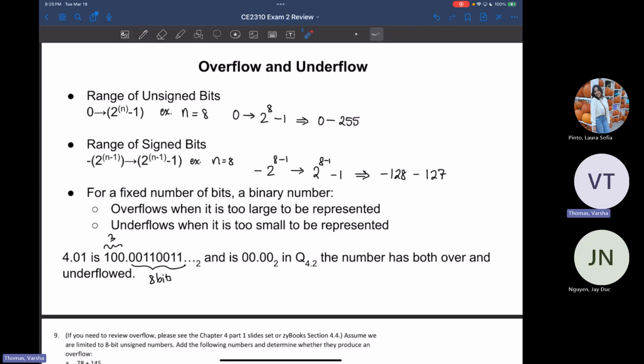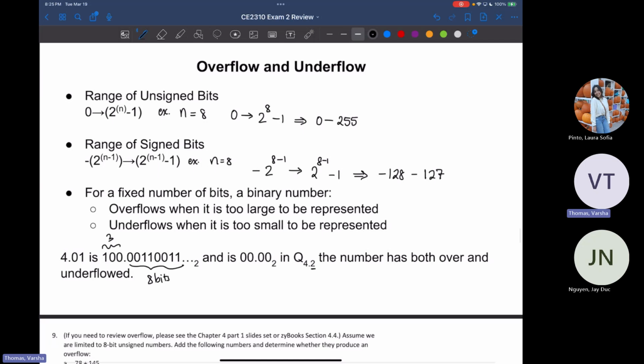When you are representing it in fixed point notation, which we'll go over in a slide, but let's say if you have Q 4.2, that means you only have access to 2 fractional numbers, leaving 2 integer values behind. So this is how you would represent 4.01 with that notation. Because you only have two bits in the integer portion, you cannot represent 4.01 because 3 exceeds the 2 bits you have available, as does 8. So in this case, this binary representation has both overflowed and underflowed.